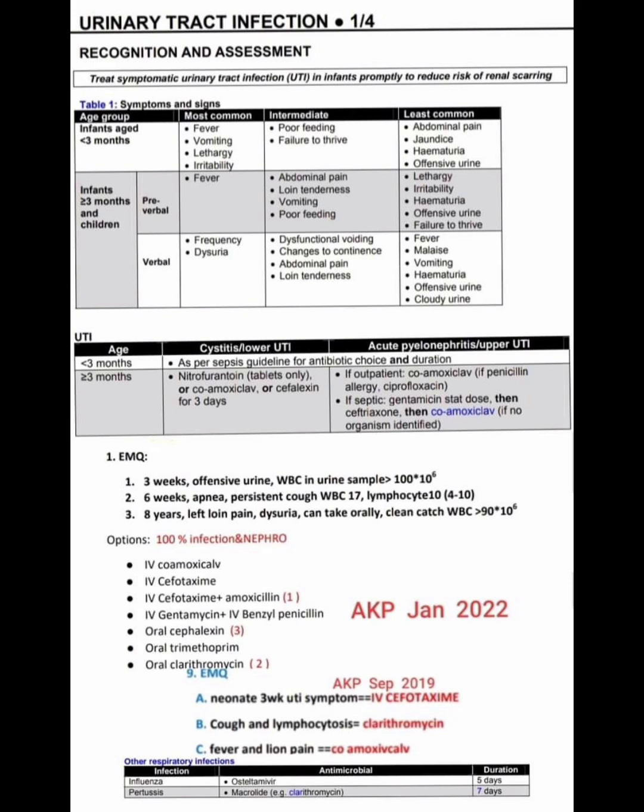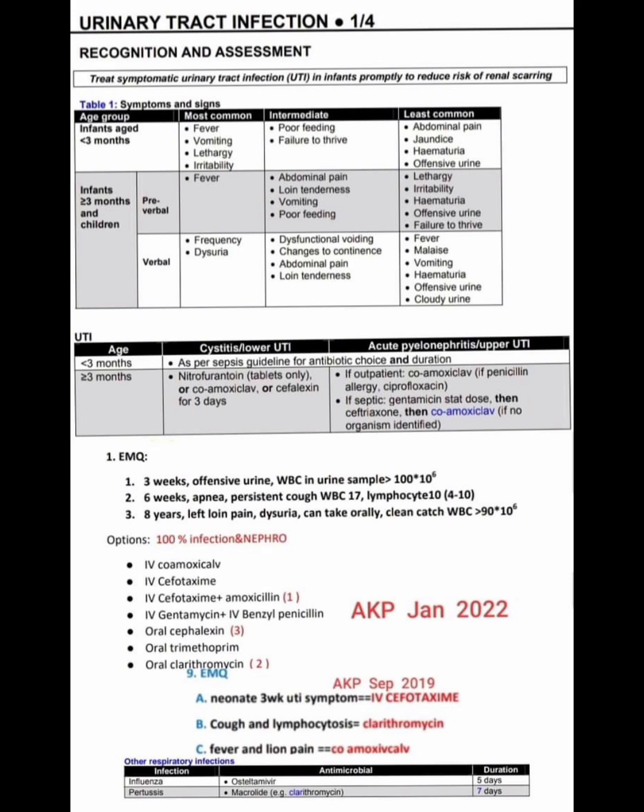Now, according to the NICE guideline, the management of UTI is that if age is less than 3 months, cystitis or lower UTI, as per the sepsis guideline for antibiotic choice and duration, both cystitis and pyelonephritis. Remember, less than 3 months we give IV antibiotic, culture sensitivity, and lumbar puncture if needed. More than or equal to 3 months old, for cystitis, we give nitrofurantoin tablets only, or coamoxiclav or cefalexin for 3 days.